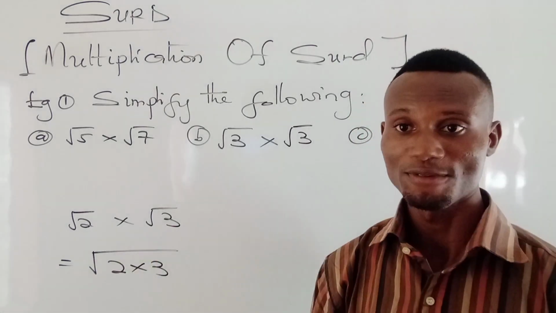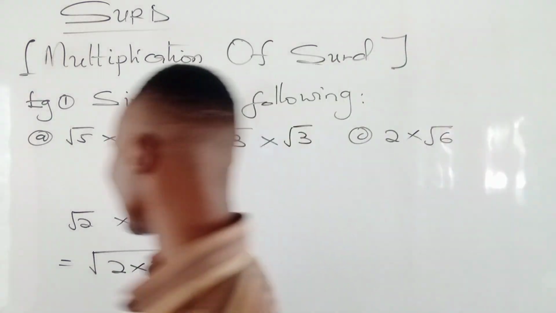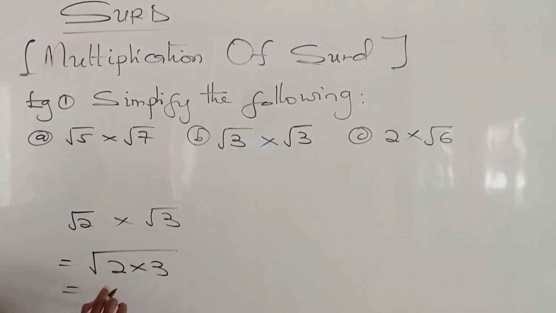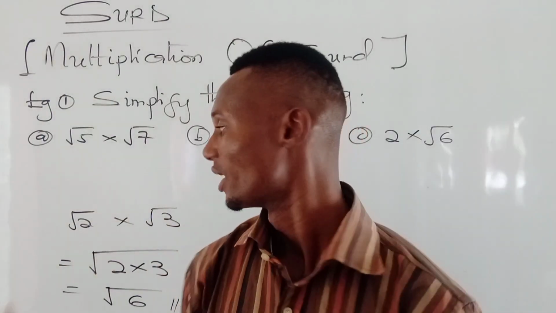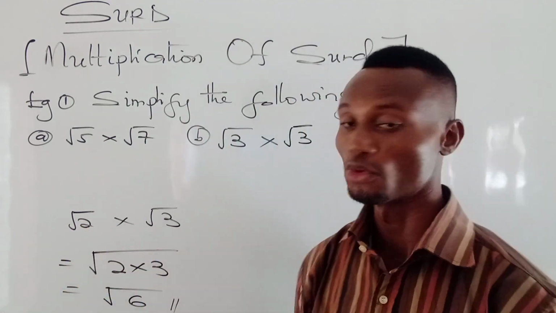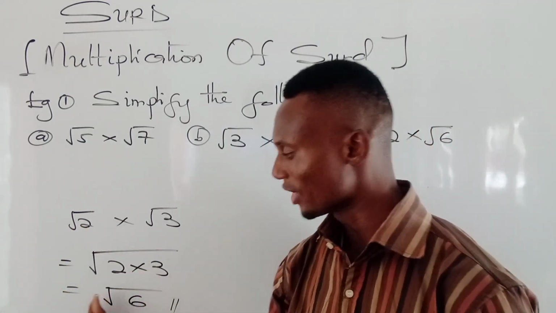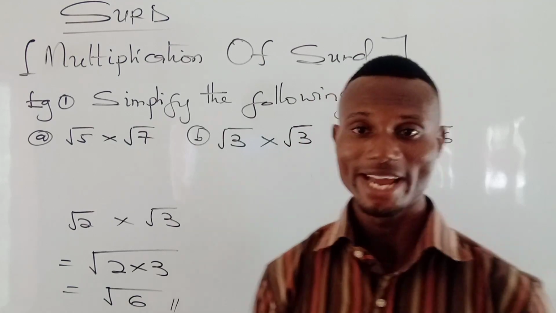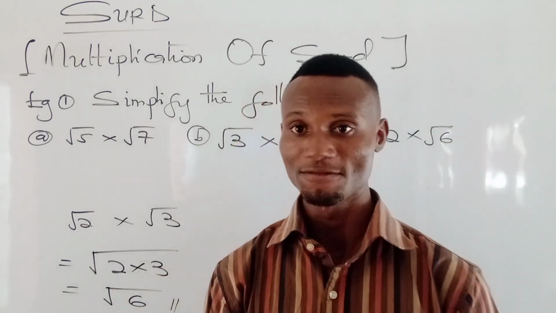Now let's simplify further, because we can simplify this. Repeat your square root sign, then your 2 times 3 gives 6. So you have square root of 6, and this becomes your final answer for simplifying the square root of 2 times square root of 3. You are going to get square root of 6. I hope the explanation is clear enough and you understand it.